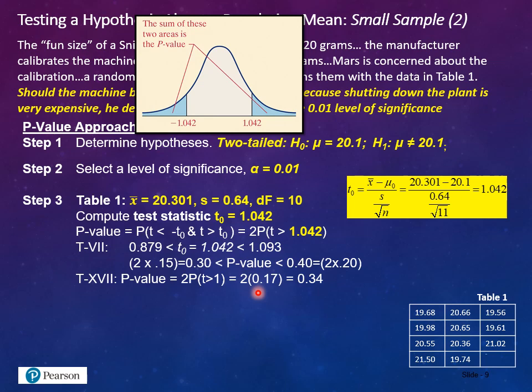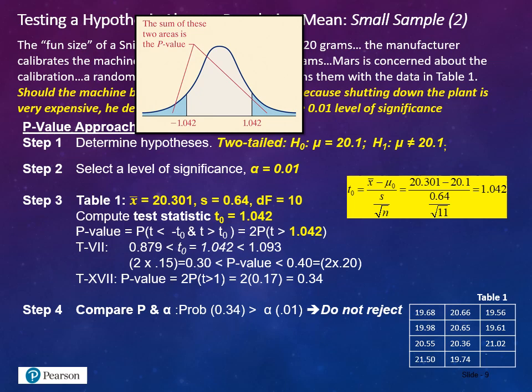is 0.17. When we multiply that by 2, we get 0.34. So the probability that we would get the response that we got is pretty good. It's 1 in 3, basically, right?